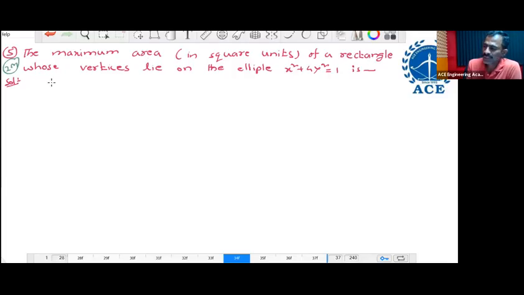And the condition: for the rectangle, all the 4 vertices lie on the ellipse. Again, it is a conditional maximum minimum problem, or constrained maximum minimum problem, like the previous one. Here also function is not given. We choose the function as area only, and then we have to maximize this.